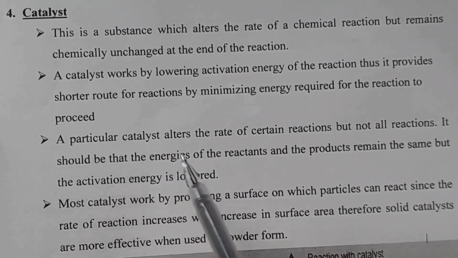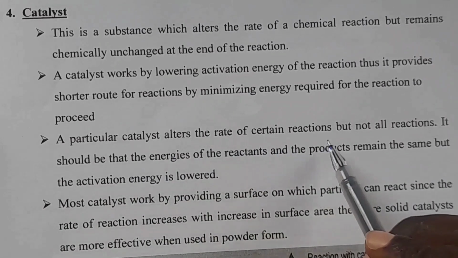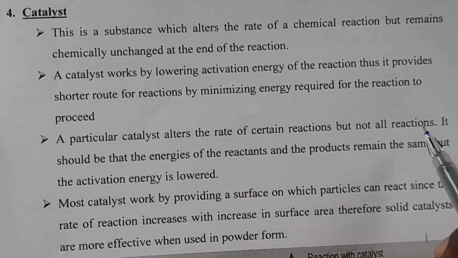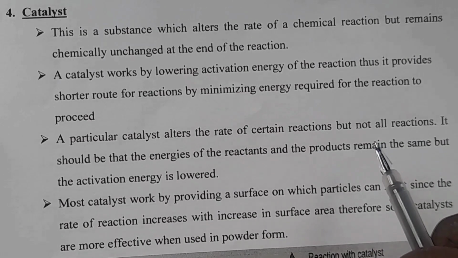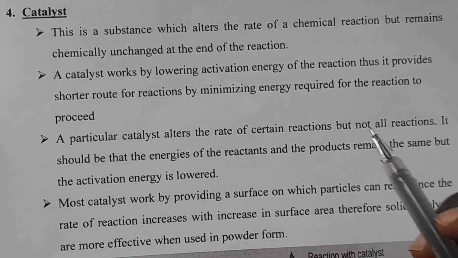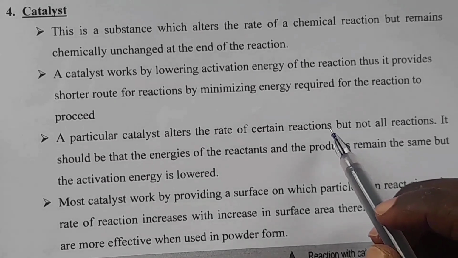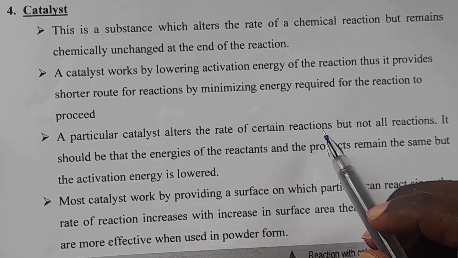A particular catalyst alters the rate of certain reactions, but not all reactions. For example, manganese peroxide will only alter the rate of the reaction for the formation of oxygen gas, which is the decomposition of hydrogen peroxide.